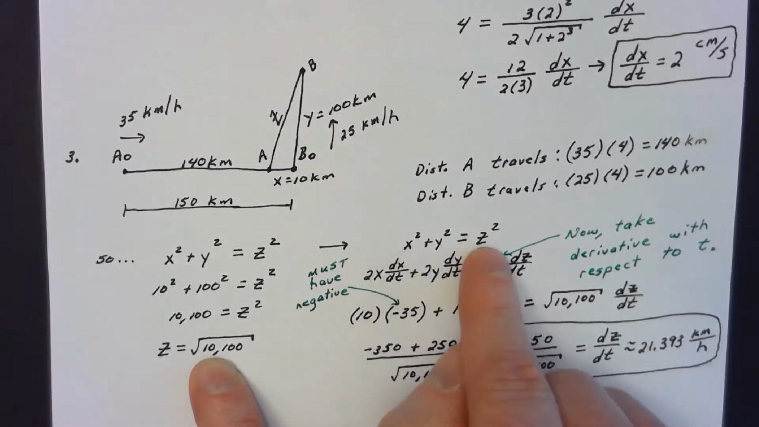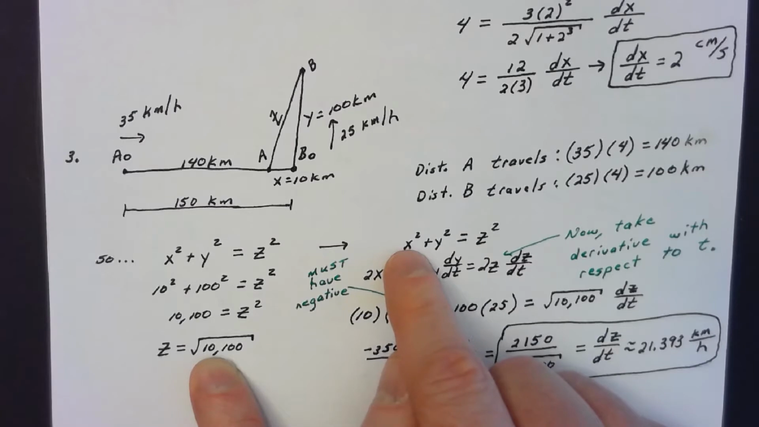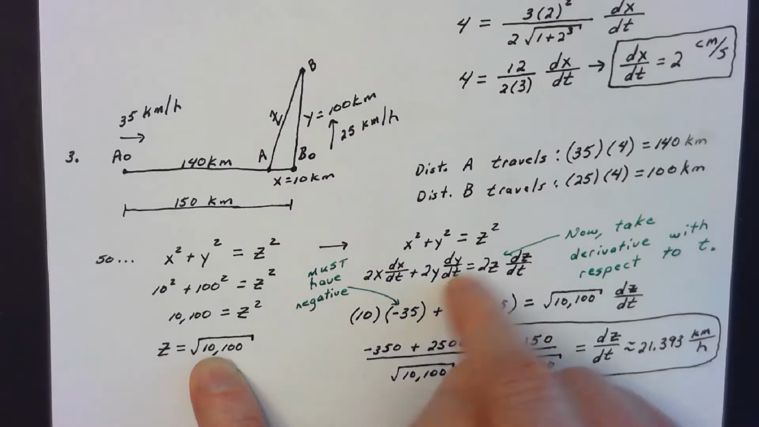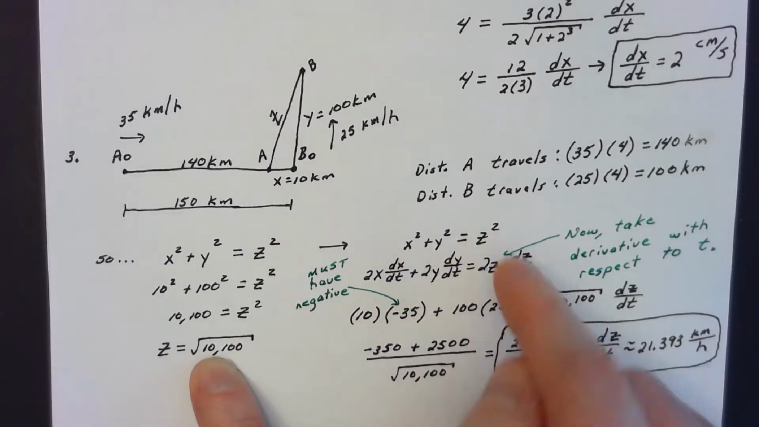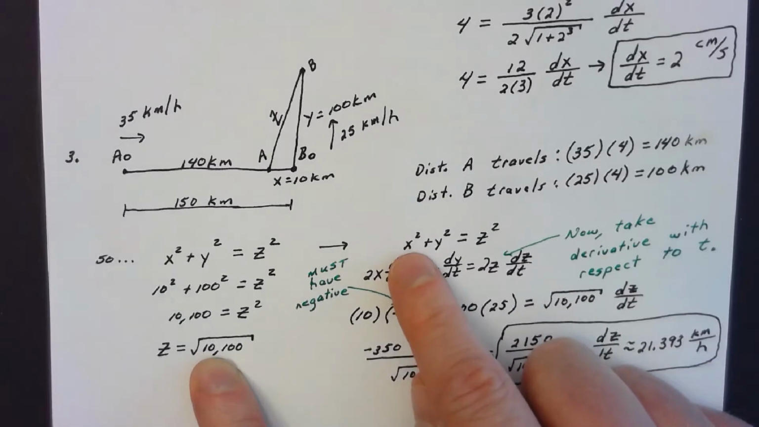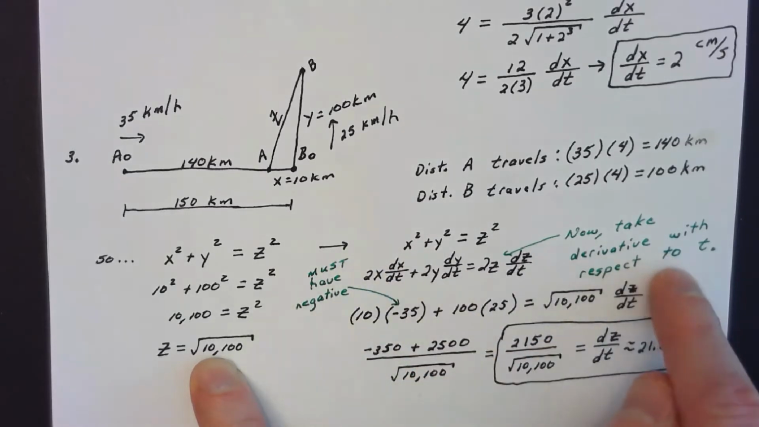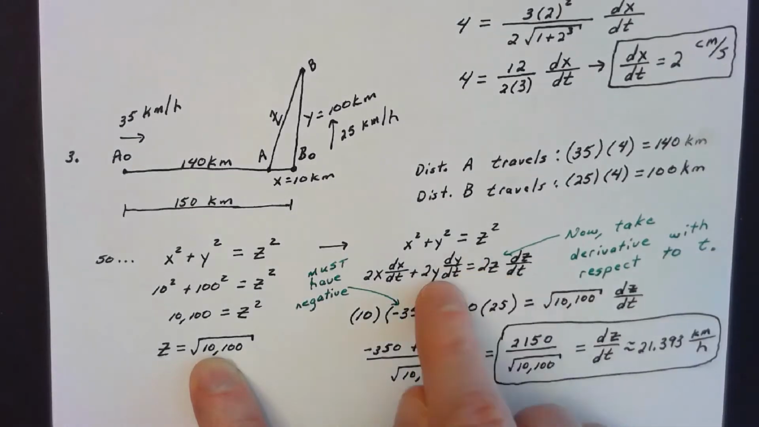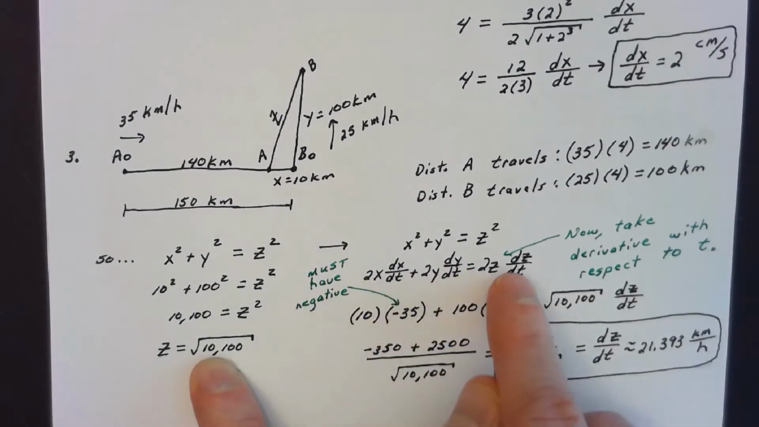So I said, well, everything stays a variable. Now take the derivative. This gives me 2x dx/dt plus 2y dy/dt. Derivative of the other side, of course, 2z dz/dt. And again remember, that's not taking the derivative with respect to x like we're normally used to. It's the derivative with respect to t. So that's why they all have the dx/dt, dy/dt, and the dz/dt beside them, because they're all functions with respect to time.